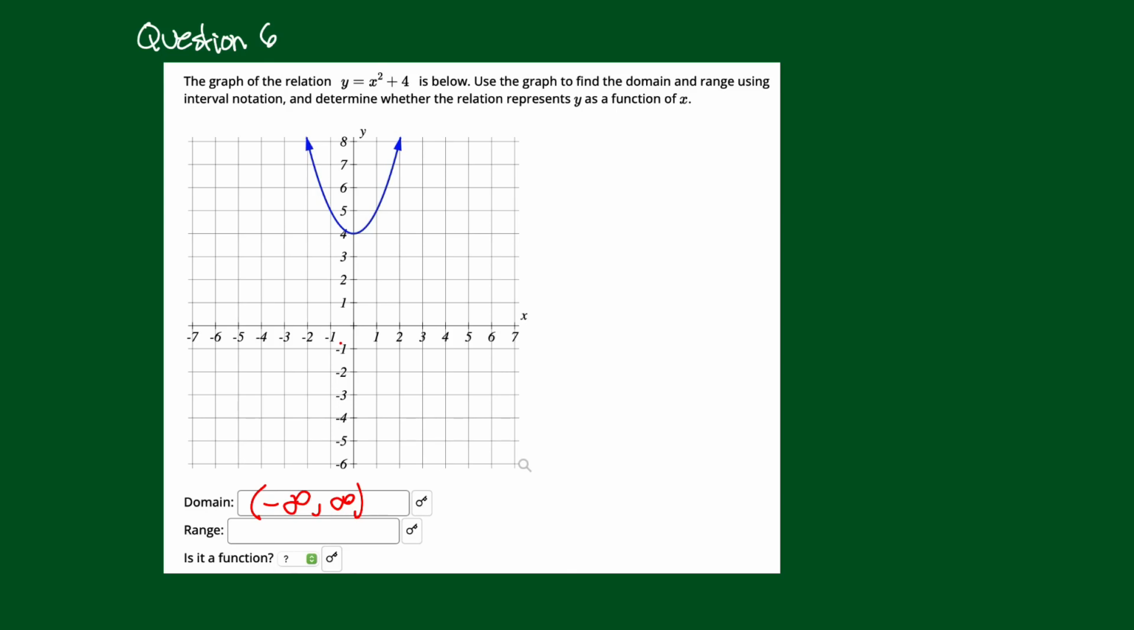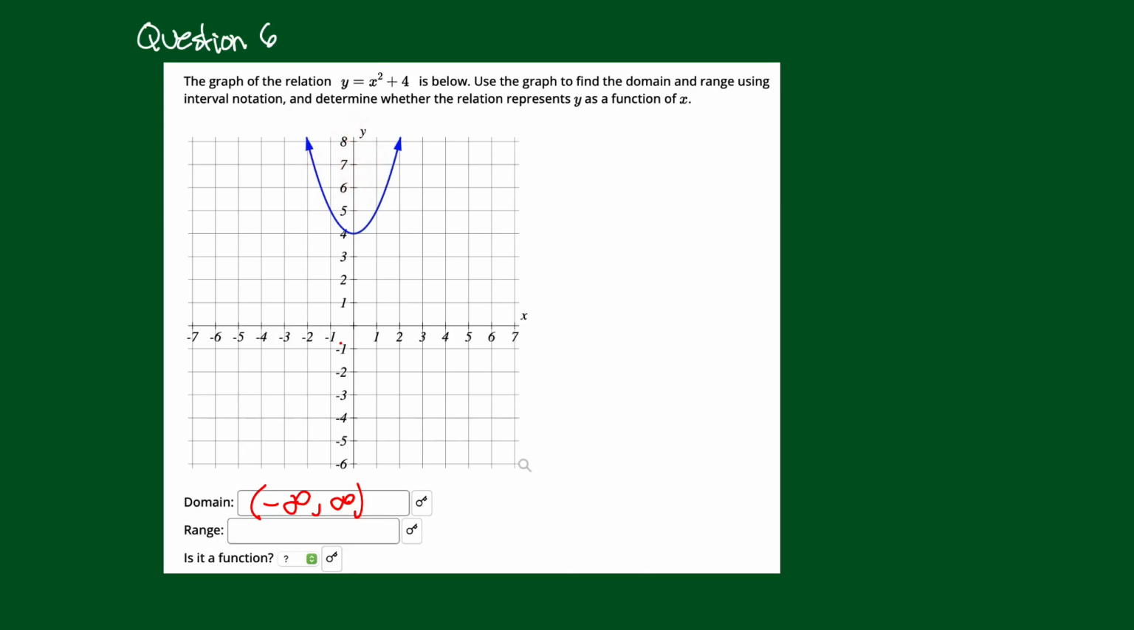And the range, well, what about the range? The range is the output values that the function will assume. So look at the output values. These are the verticals. There's nothing down here, right? If I go over here, it never intercepts the graph. But as soon as I get to 4 and above, we start getting output values.